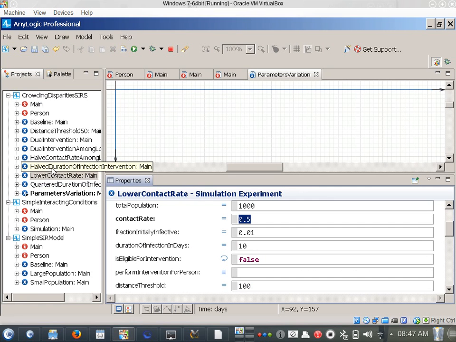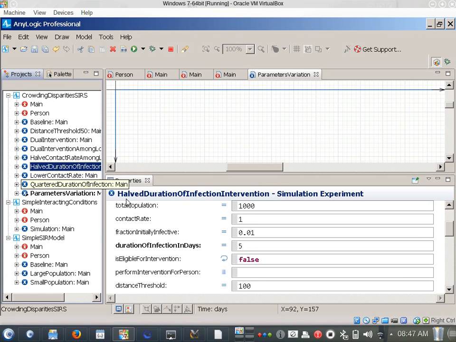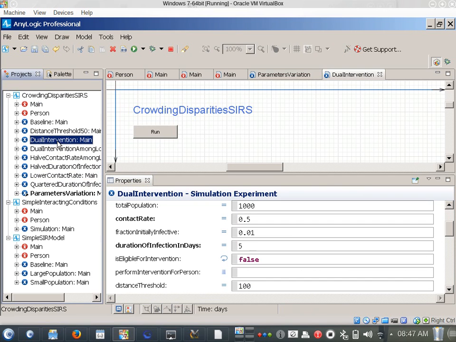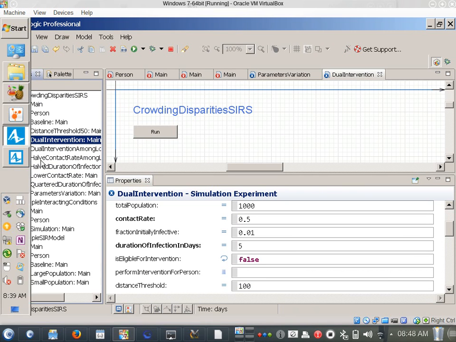And then we also had alternatively a situation where we changed the duration of infection. And you'll notice that this is highlighted here because we changed it. It's bolded. So we had these two interventions, each modifying one parameter, and then we combined them together in a single intervention where we changed both those values for the whole population. Do you remember that?